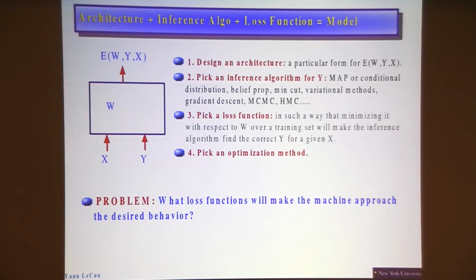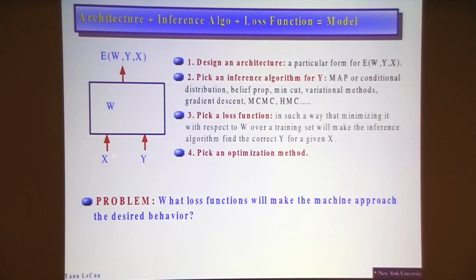So up to now, we've seen we have to design an architecture, which is how we build this E function, and this could include something very complicated like a whole bunch of convolutional nets, or a DBN. We pick an inference algorithm, the one that gives us the answer given the input, MAP or whatever, or it could involve complicated things like variational methods and Markov chain Monte Carlo. We pick a loss function, and I'll show you in a minute how we do this. And then we pick an optimization method to minimize this loss function with respect to the parameters of this energy function. So I added a parameter here, which is subject to training.